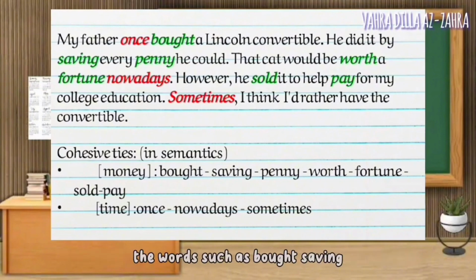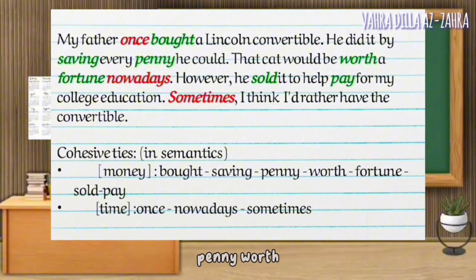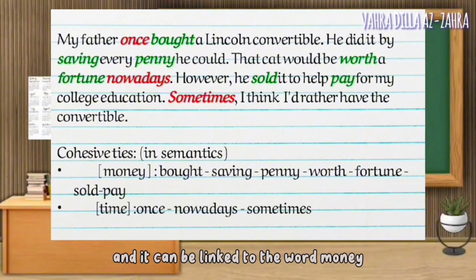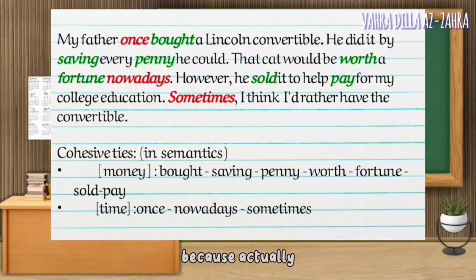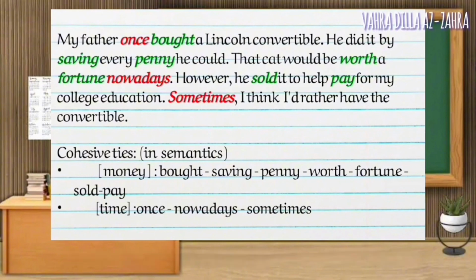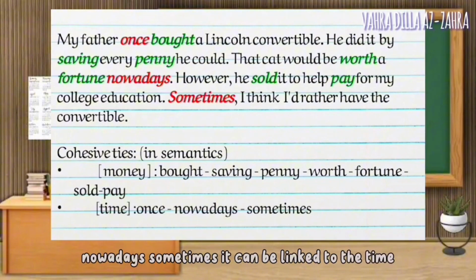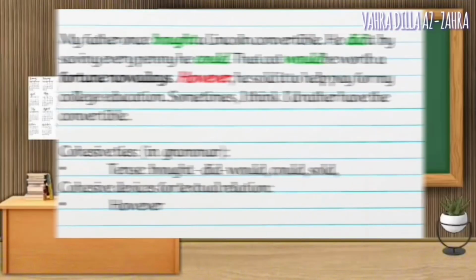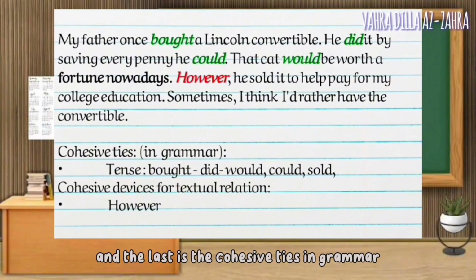The words such as both, saving, penny, worth, fortune, sold, and pay can be linked to the word money. Because actually, once you see these words, the first thing that will come to our mind is the word money, right? And also, the words once, nowadays, sometimes can be linked to time. And the last is the cohesive ties in grammar.